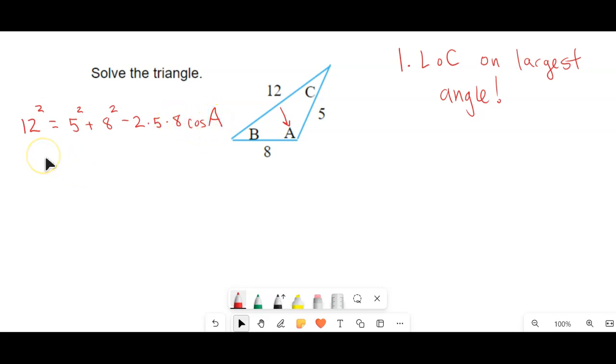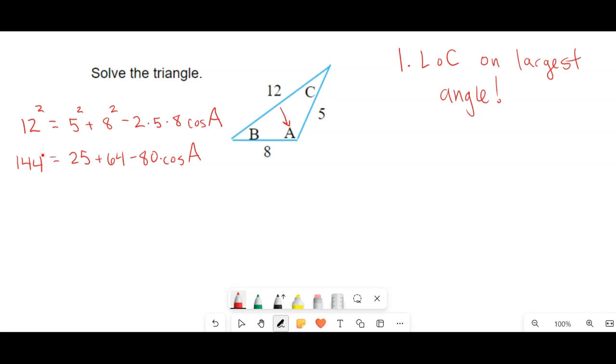Alright, now I'm just going to do some arithmetic to get this cosine A isolated. Make sure when you're doing this math that you understand 80 cannot be subtracted from these two. 80 is being multiplied by something. And remember, multiplication comes first in the order of operations. So you can't subtract 80 from these other numbers because the multiplication needs to happen first, and we don't know what the cosine of A is. So we can add these two together, subtract them over, and then divide by the negative 80.